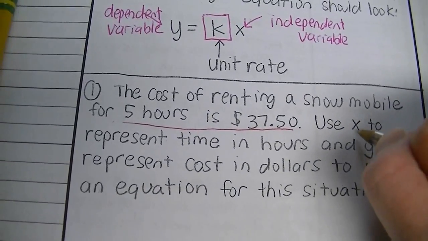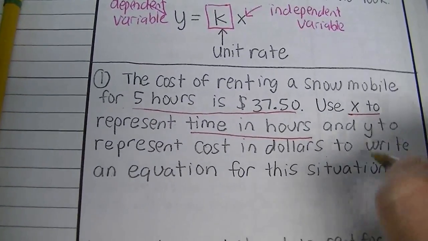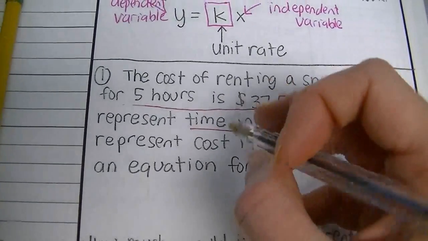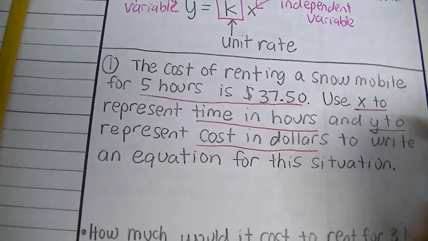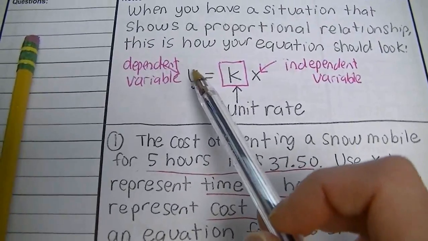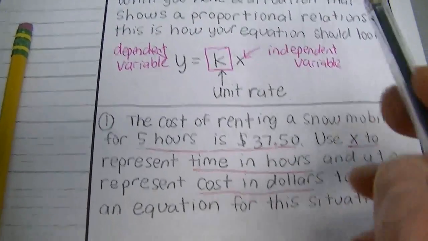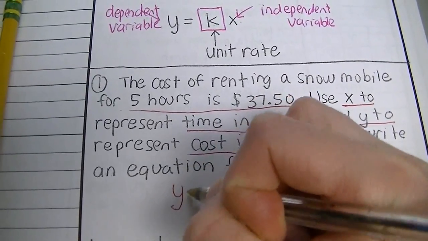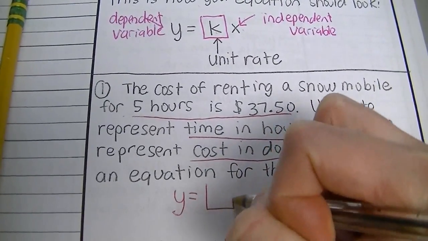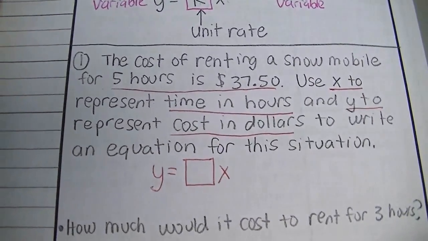They want us to use x to represent time in hours, and they want us to use y to represent cost in dollars. Okay, so just like above, we're going to start with writing y equals unit rate times x. So I'm going to write y equals, and I'm going to leave a box for the unit rate because we're going to find the unit rate in a couple moments, okay?